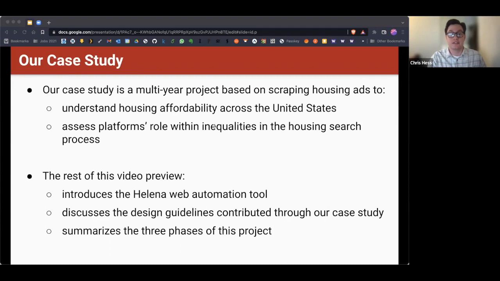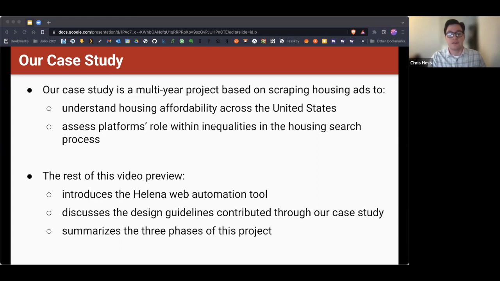With that context in mind, our case study is a multi-year collaboration between researchers in the social sciences and computer science based on using a novel web automation tool called Helena to collect housing advertisement data. Using Helena has enabled a team of social scientists from a variety of disciplinary perspectives to work together on computational social science research focused on housing inequalities and housing policy in the United States.